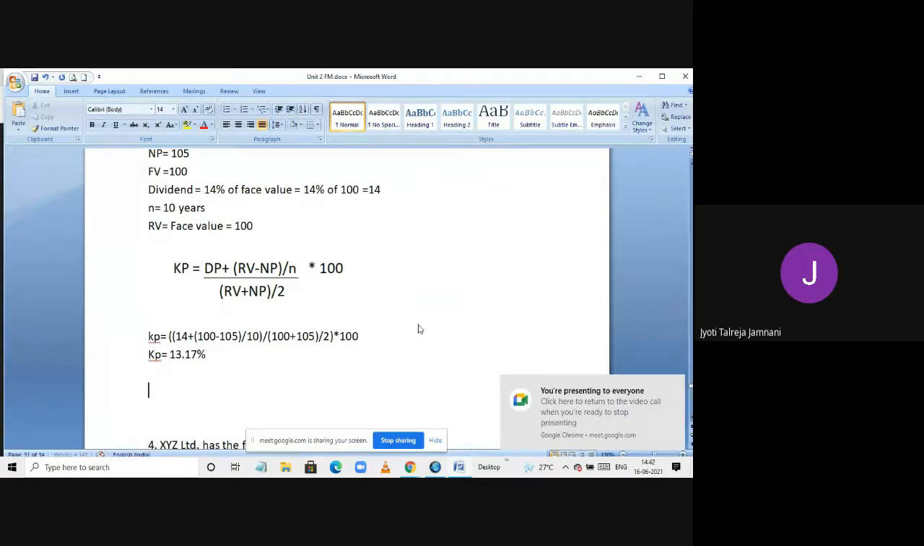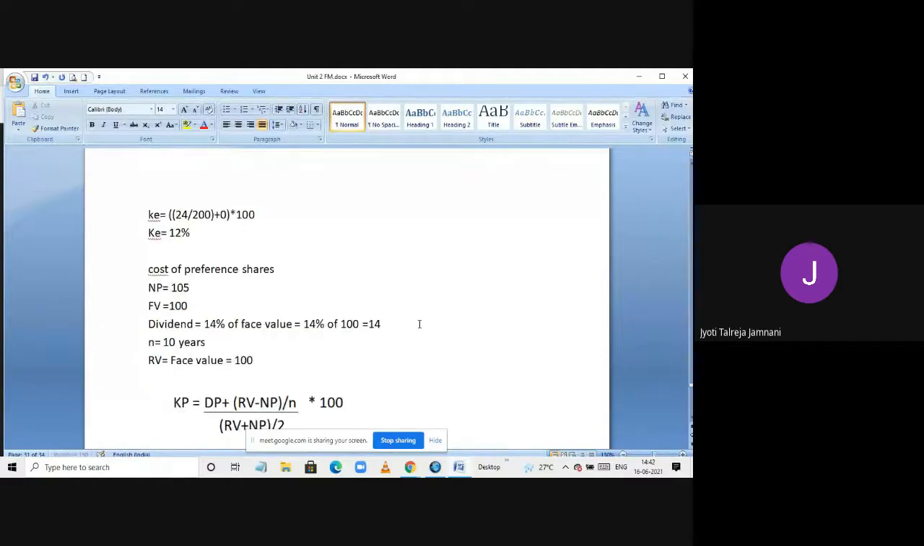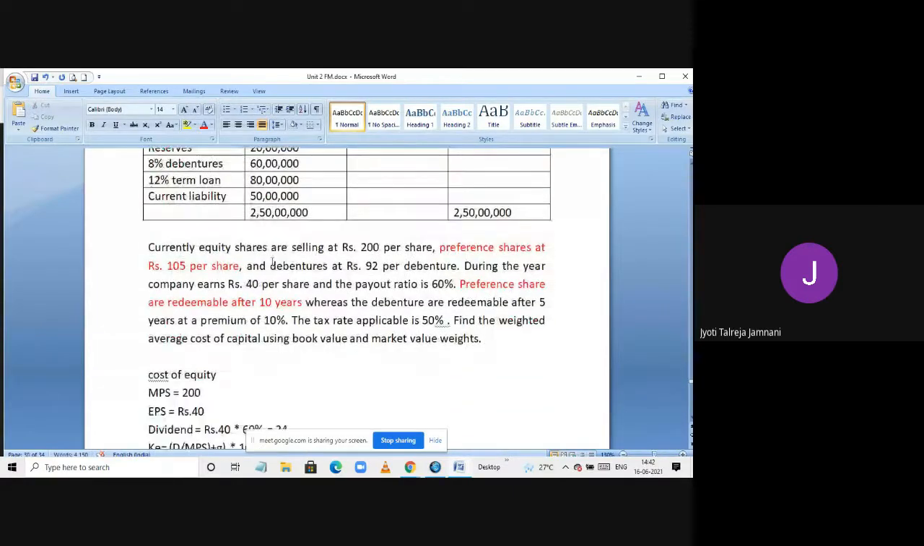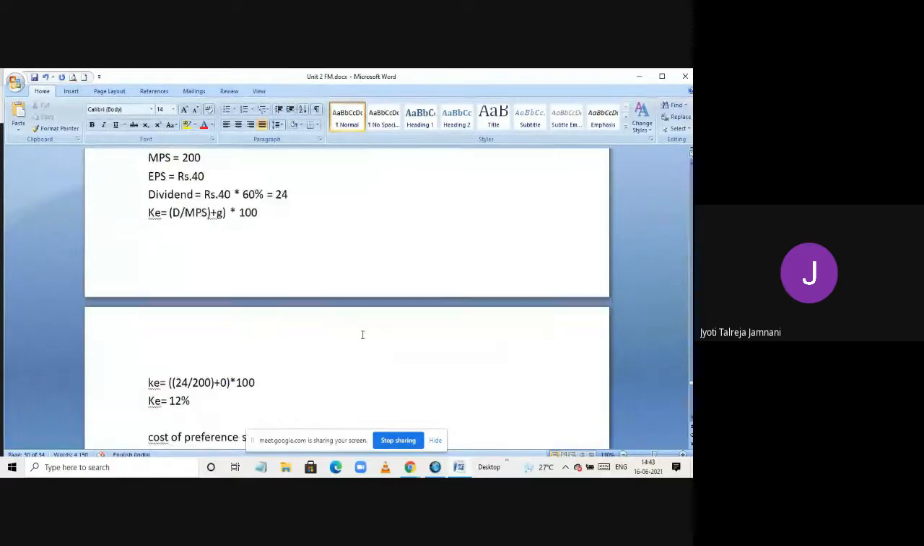Let's now go to cost of debentures, or cost of debt. For cost of debt, we will highlight everything here in yellow. Debentures are selling at rupees 92 per debenture, so this is your net proceeds. Then the debentures are redeemable after 5 years at a premium of 10%. So this is the value of N and RV, and the tax rate is 50%. We'll take all these values.